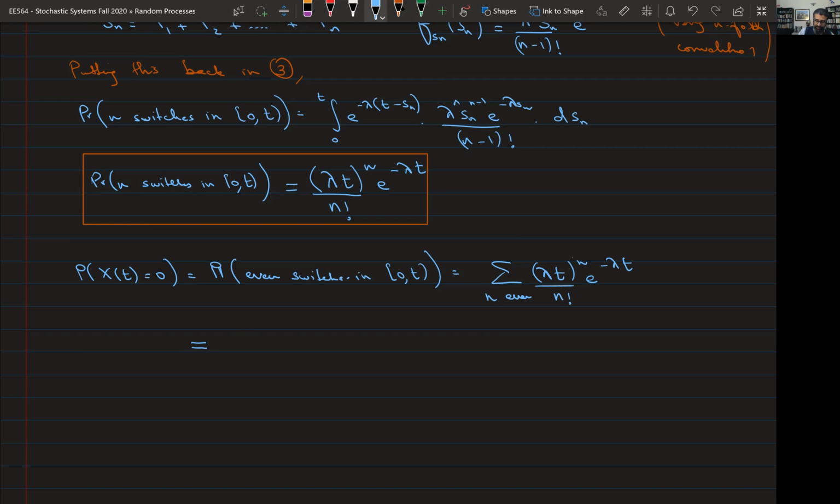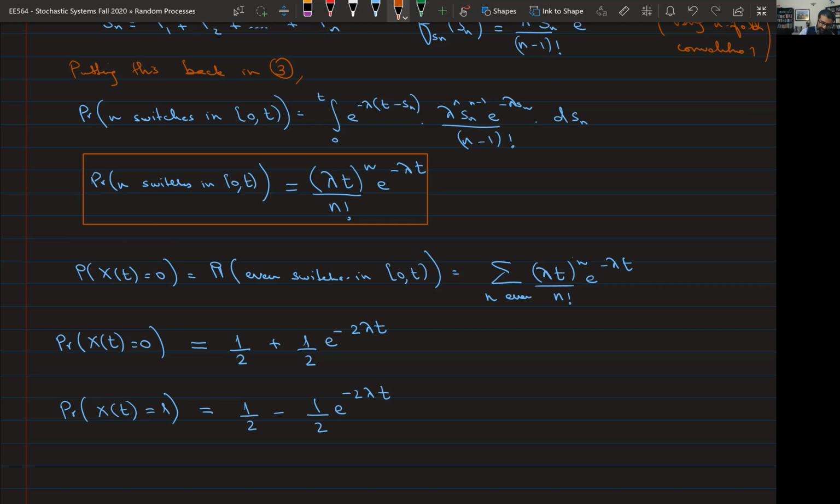So this turns out to be equal to half plus half e raised to the power minus 2 lambda t. Right, so this is the probability that x of t equals 0. And therefore, the probability that x of t equals 1, what is that equal to? Quickly, this is just 1 minus that, right? So 1 minus that is half minus half times e raised to the power minus 2 lambda t. Right, so this is the final result.